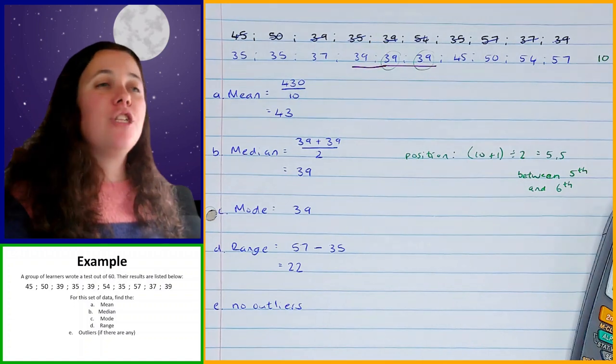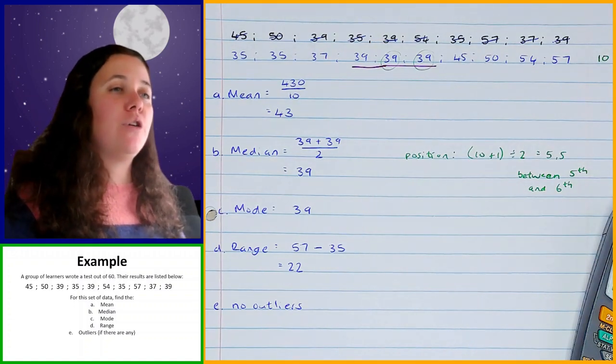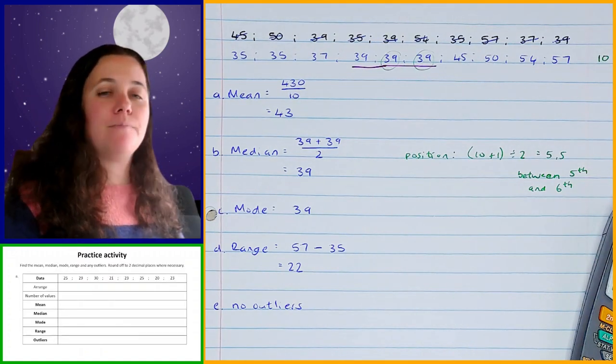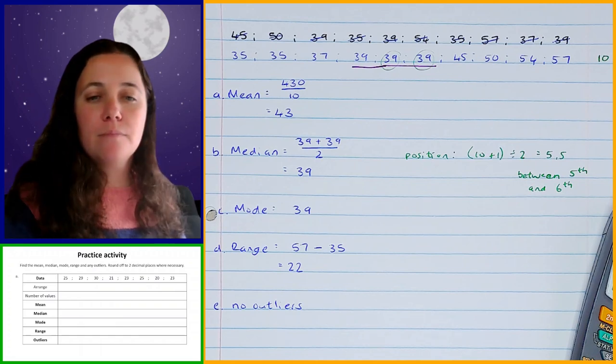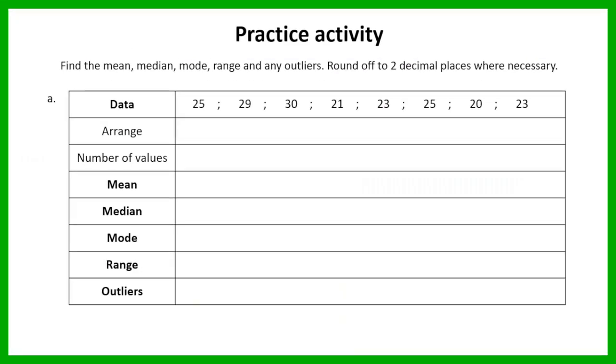Right, now you're going to do some for yourself. The first example you're going to do is this one over here. You've been given the data: 25, 29, 30, 21, 23, 25, 20, and 23. You need to work out the mean, the median, the mode, the range, and any outliers for this data. Okay? If there are any places where you need to round off, you round off to 2 decimal places. Okay, so I'm going to give you 2 minutes to work on this example.